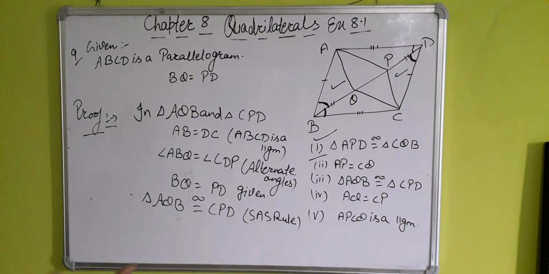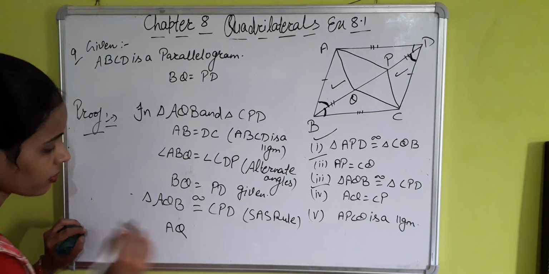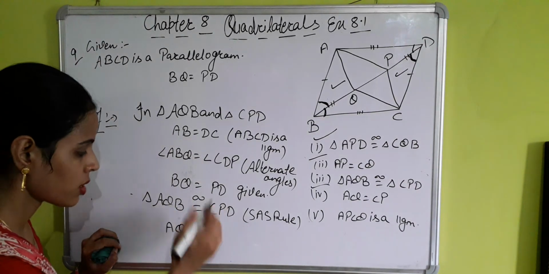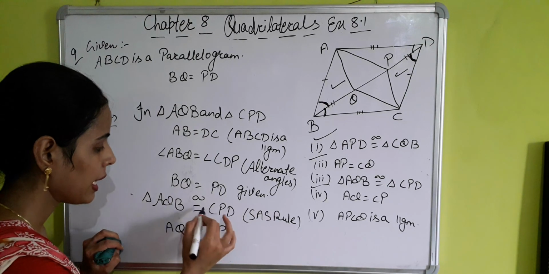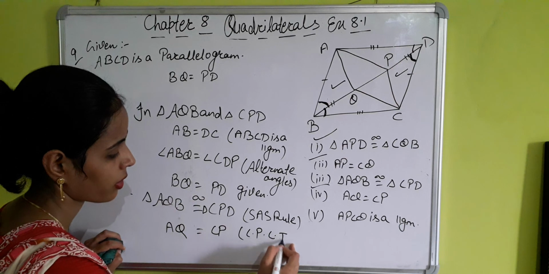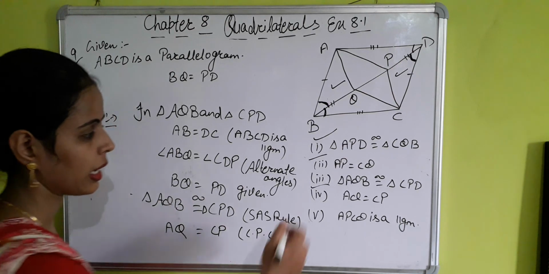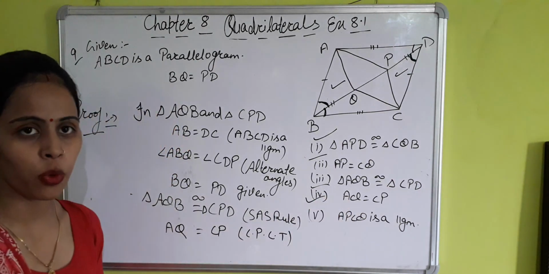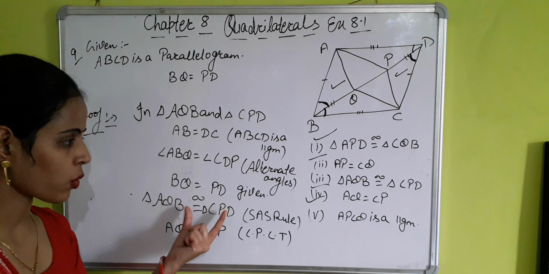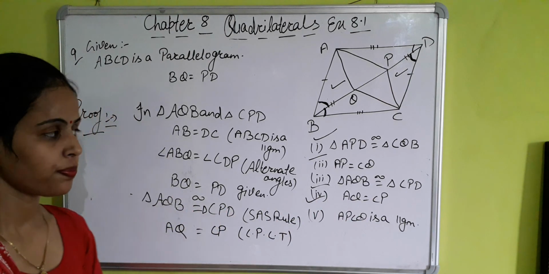If these two triangles are congruent, then this part AQ, side of this triangle AQB, equals to CP, side of triangle CPD, by CPCT, corresponding part of congruent triangle. Third and fourth also proved. Fourth part is proved with the help of third part. AQ equals to CP.